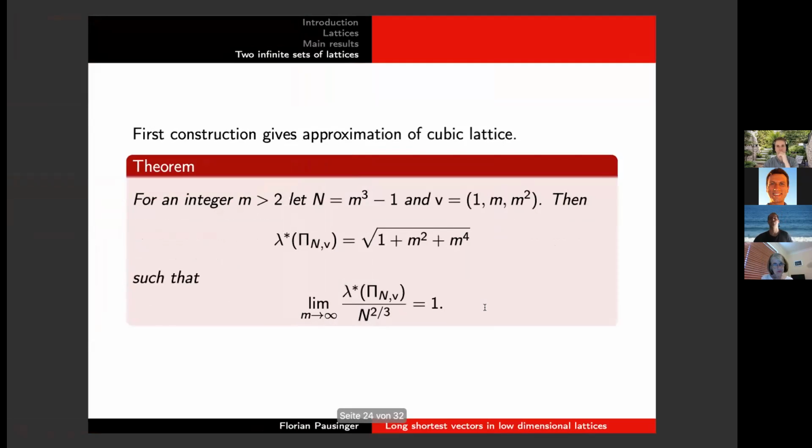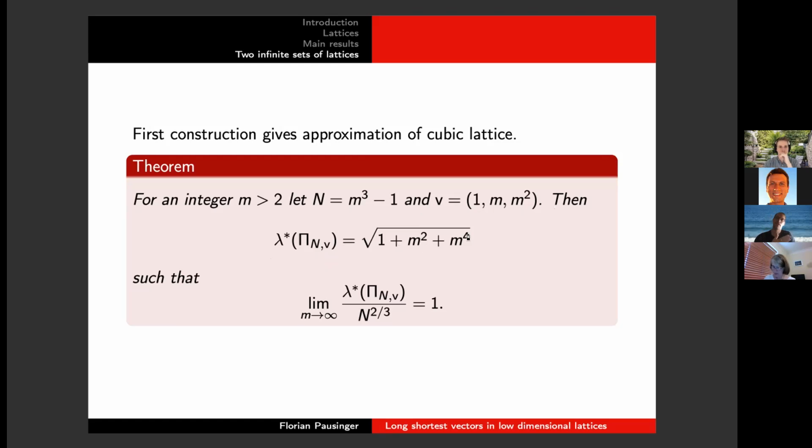Okay, so the first construction I found goes as follows. We start with an integer m, and we take capital N equals m to the power of 3 minus 1 many points, and we choose a parameter vector of 1, m, and m square. And then it can be shown that lambda star, the shortest distance in our point set, is the square root of 1 plus m square plus m to the power of 4.